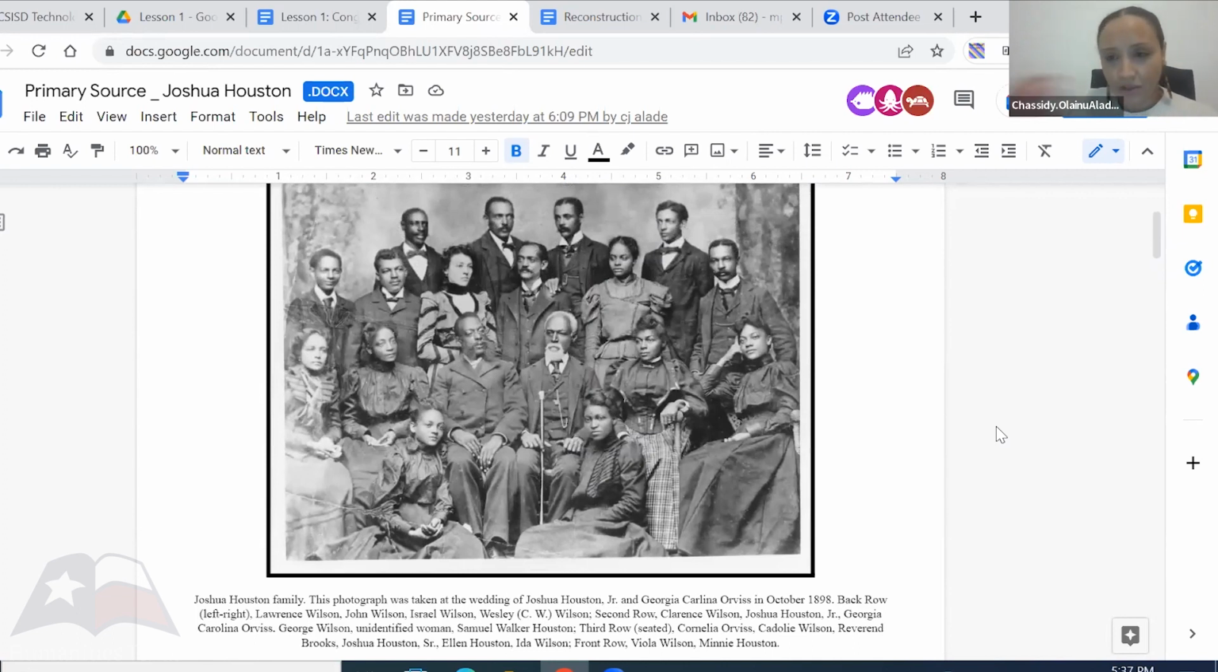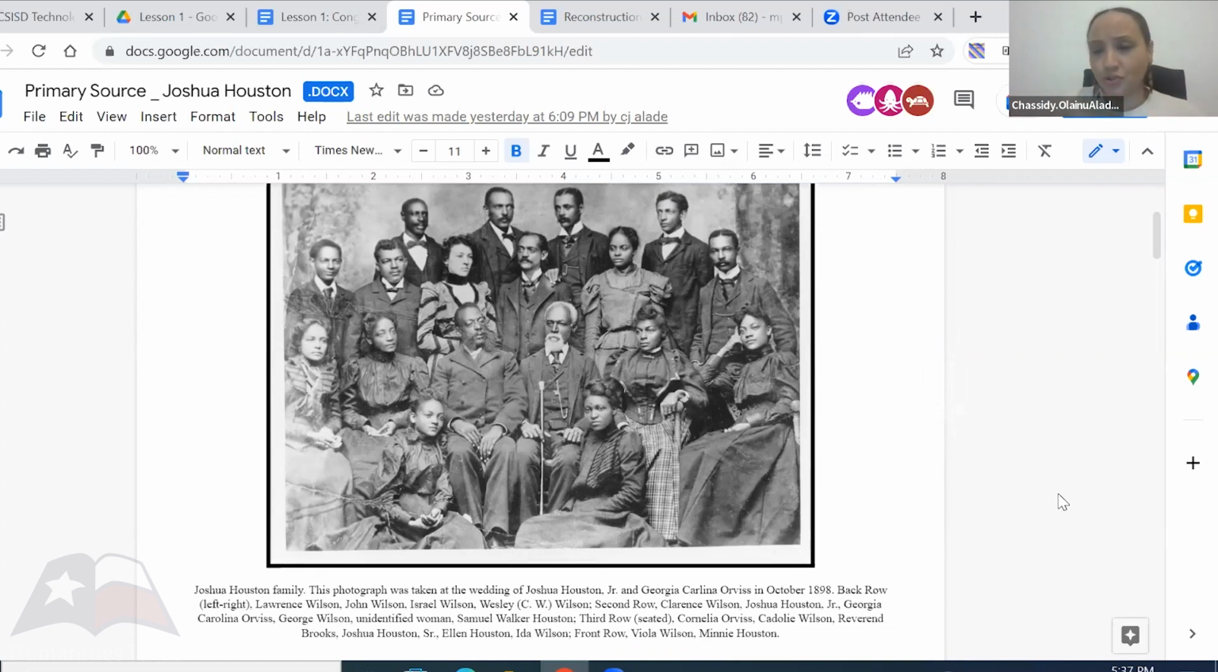When I did this activity, I modeled it on myself. I mean, it's obvious that we see a large family unit, right? And so that makes me wonder, was this the standard? Because we know that many Black families were broken apart. So how did they stay a family, right?